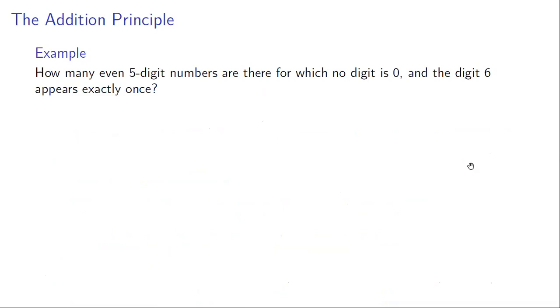How many even 5-digit numbers are there for which no digit is 0 and the digit 6 appears exactly once? Again, we're trying to count even 5-digit numbers where there is no 0 anywhere in the number, and the digit 6 appears exactly once in the number. So for example, 55,634. That's a valid number. It's a 5-digit number, none of the digits is 0, and the digit 6 appears exactly once.